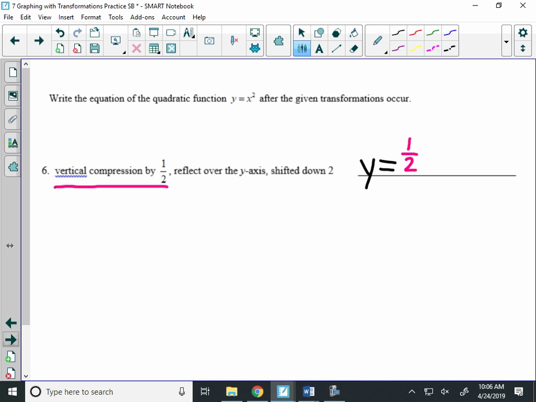Next, I'm going to reflect over the y-axis. Well, when I reflect over the y-axis, that's a negative in front of the x inside the parentheses. All right, then I always have to have a squared outside of my parentheses. And shifting down 2 means outside on the end, I'm going to do a -2. And that would be your equation.